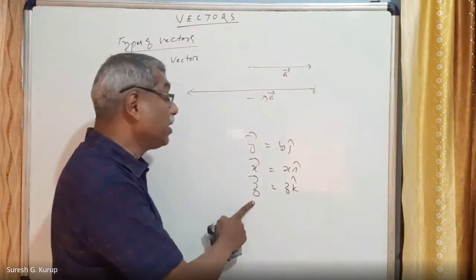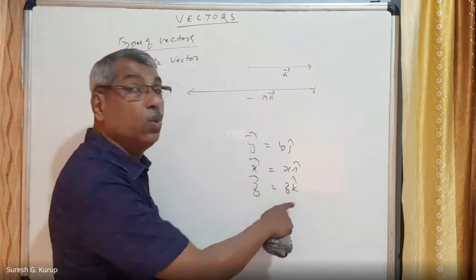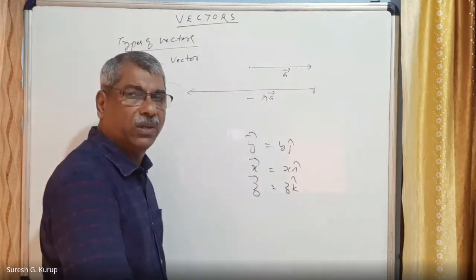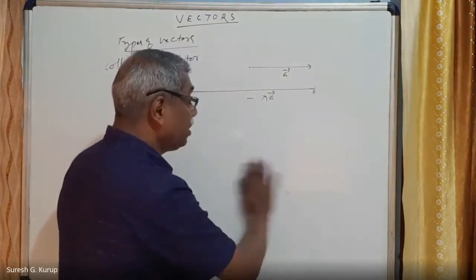Vector z is equal to the magnitude of vector z into the unit vector in the direction of the z axis. The unit vector in the direction of the z axis is the unit vector k. So these are the things about this.